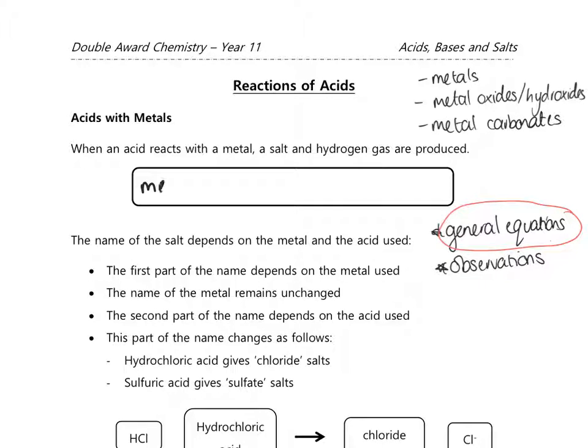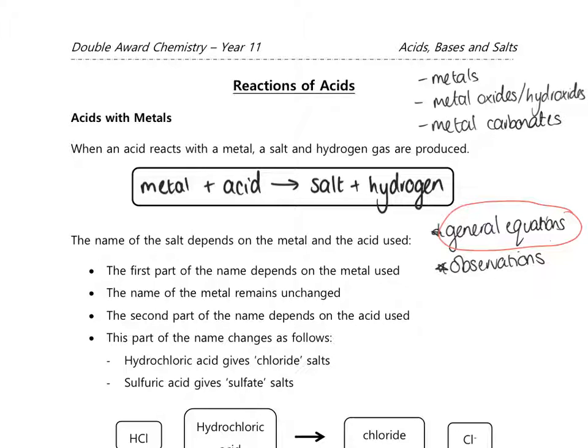So when a metal reacts with acid, a salt plus hydrogen are produced. And this is a reaction that you would have studied from year 8 and then also again in year 10. So when a metal reacts with acid, we always get a salt, and the name of that salt differs depending on the metal and the acid that you're using. And then we always get hydrogen as our side product.